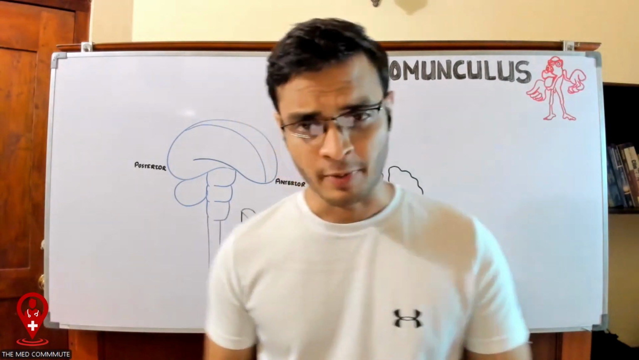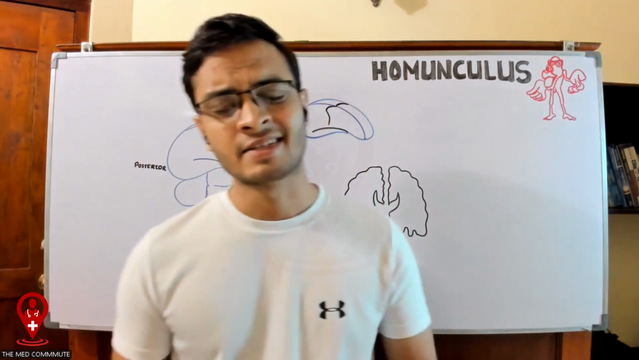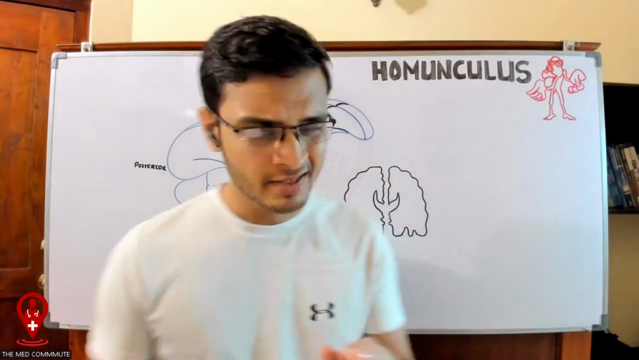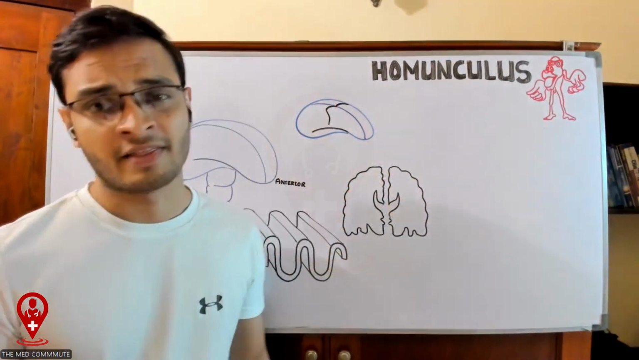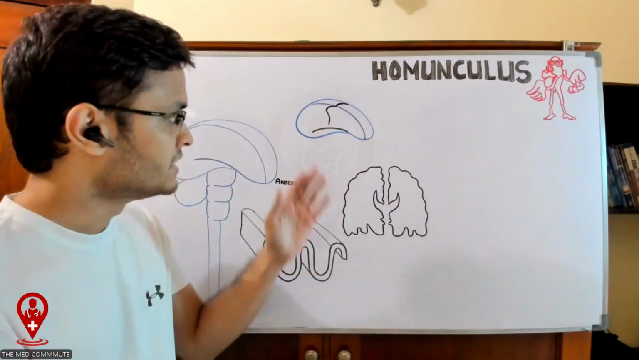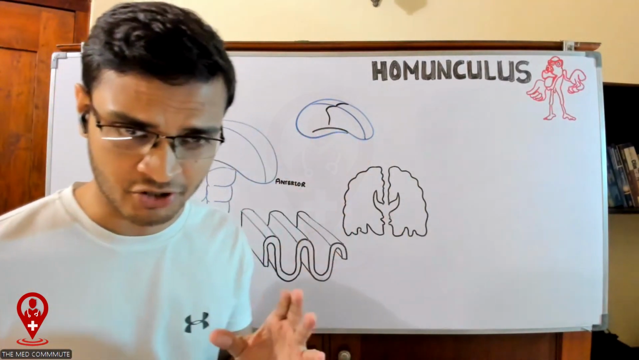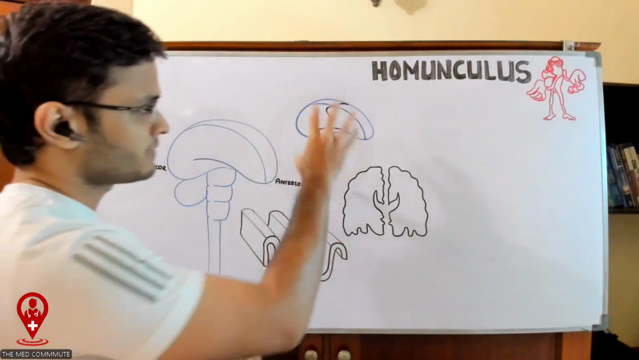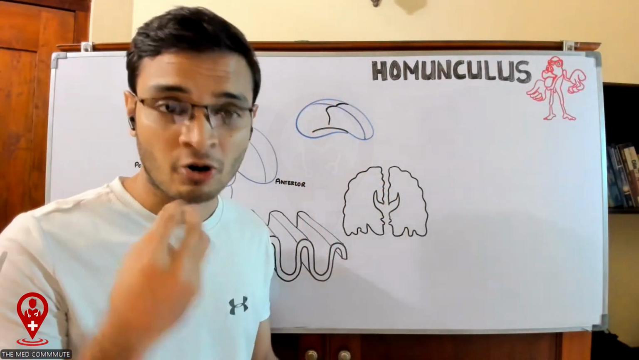So today's topic is the homunculus. Now, what is this homunculus? The homunculus is a miniature man, a miniature human that they've drawn to represent different parts of the brain responsible for motor and sensory functions. Primarily, we're talking about the cerebrum, where we find what we call the motor and sensory cortices.